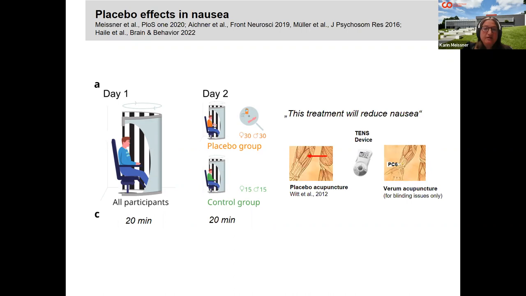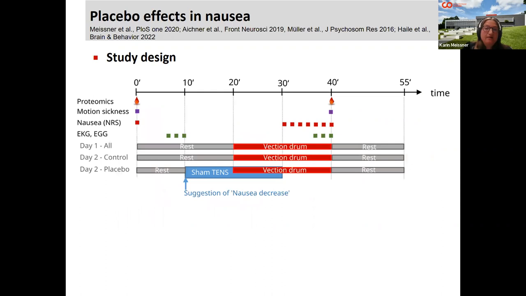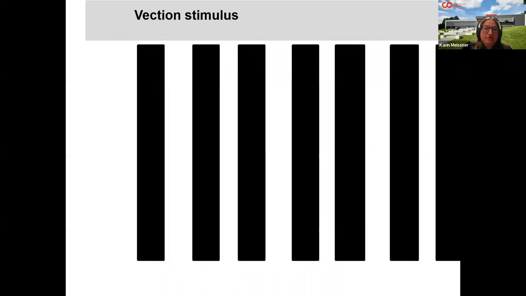And the placebo intervention was performed by a TENS device by which we stimulated a placebo acupuncture point. We also had two further conditions in the placebo group, one with tactile stimulation and one without, to test whether there would be some difference between the placebo effects if we have a more intense and a less intense placebo intervention. Every session lasted about 1 hour, and we performed the placebo interventions even before we started the vection drum to induce nausea. And here you can get an impression of the vection stimulus.